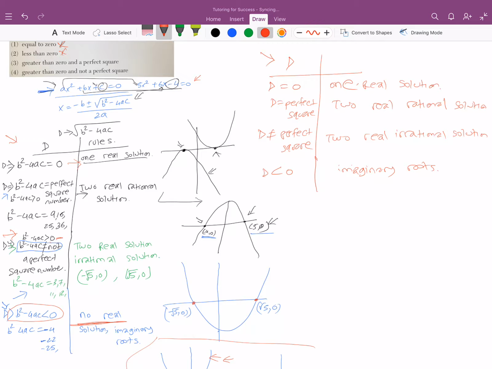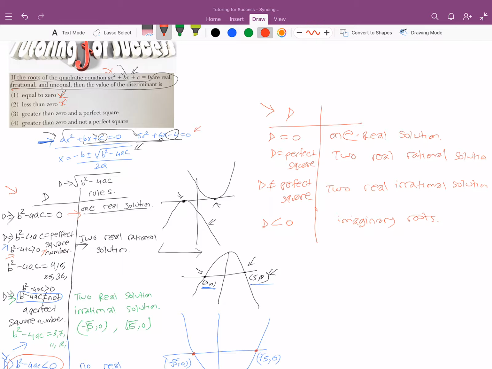Okay, greater than 0 and a perfect square number, which follows this right here. Not that, sorry, not this, the second one. Okay, so greater than 0, right? And then perfect square number, correct? But then that says two real rational solutions. So the question is asking us what would be irrational. So guess what? 3 is not your answer either. Your answer would be the fourth one.